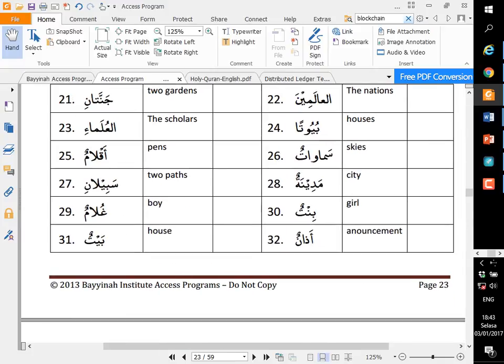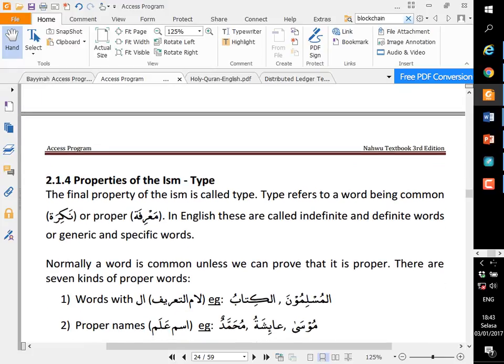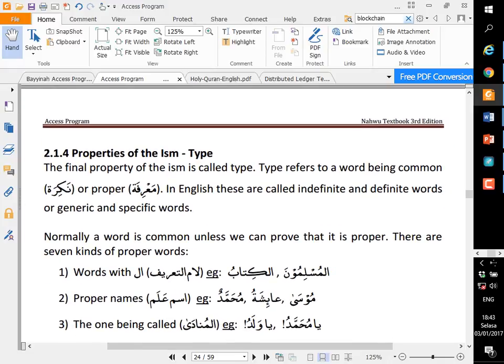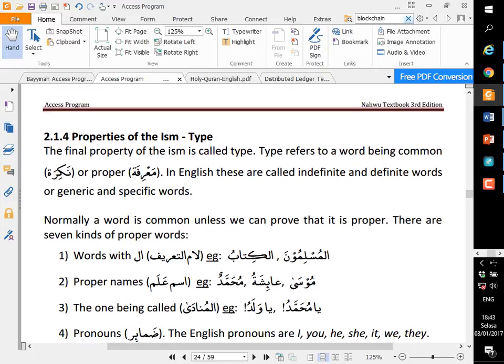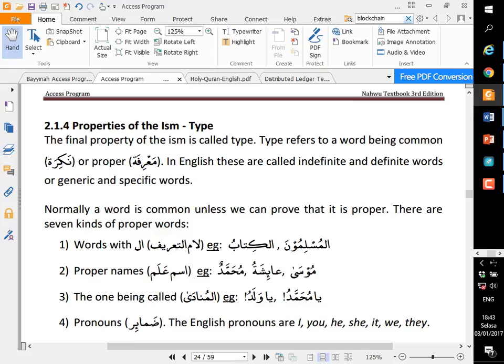So let's take a look at the practice. The final property for the ism is called type. If you take madrasah education, maybe you notice the words nakirah and ma'rifah. So it's common or proper. Isim nakirah, isim ma'rifah. By default, all words are normally common unless we can prove that the word is proper.